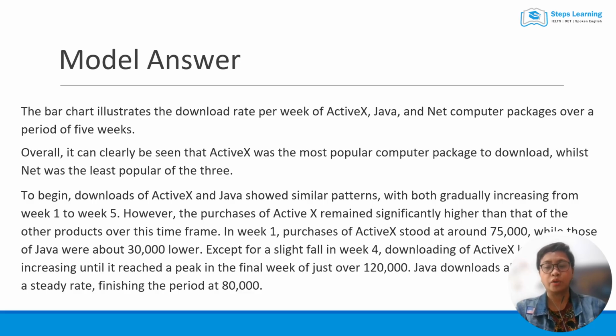Except for a slight fall in week 4, downloading of ActiveX kept increasing until it reached a peak in the final week of just over 120,000. Java downloads also rose at a steady rate, finishing the period at 80,000.